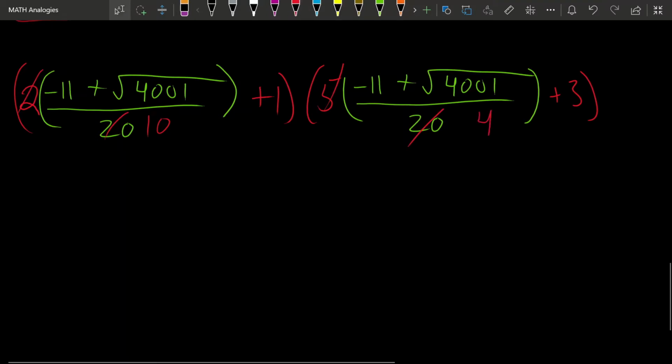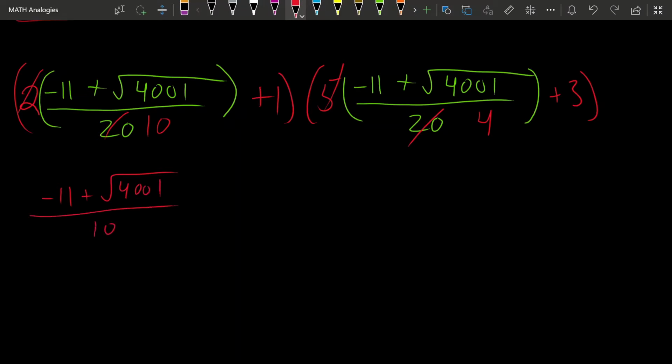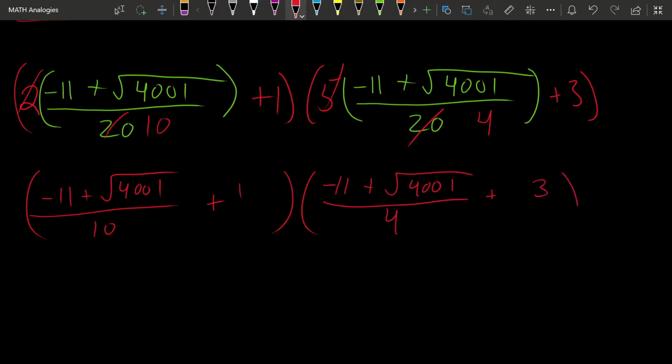Okay, so what we have is minus 11 plus square root 4001 over 10, this plus the number 1, and then the other side of parentheses has minus 11 plus square root 4001 over 4 plus 3. This should equal 100.